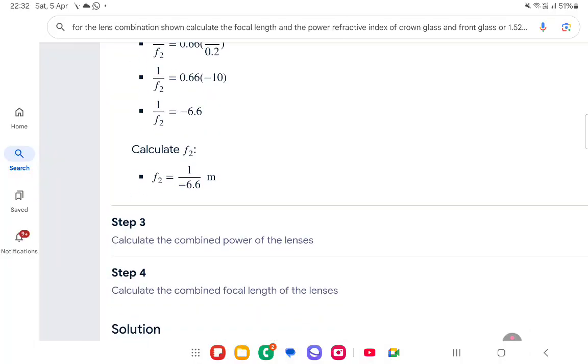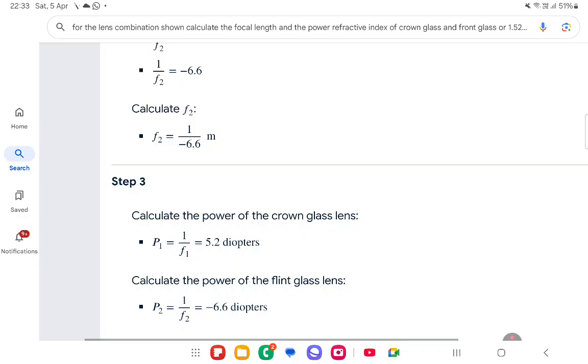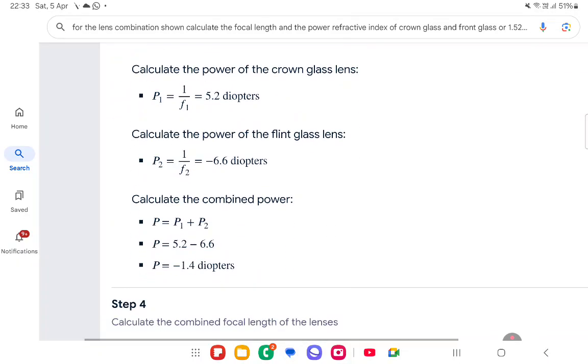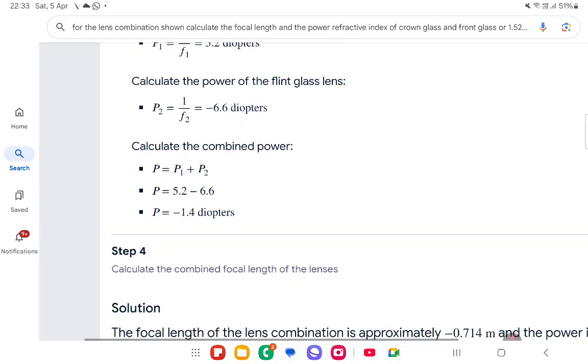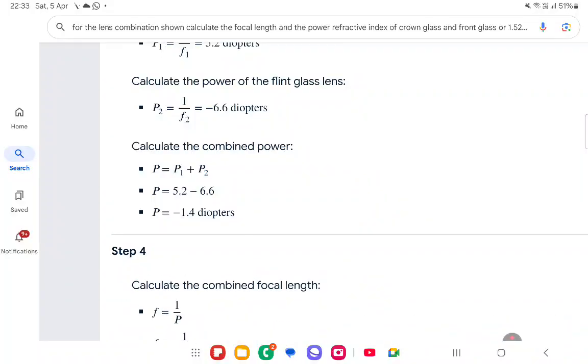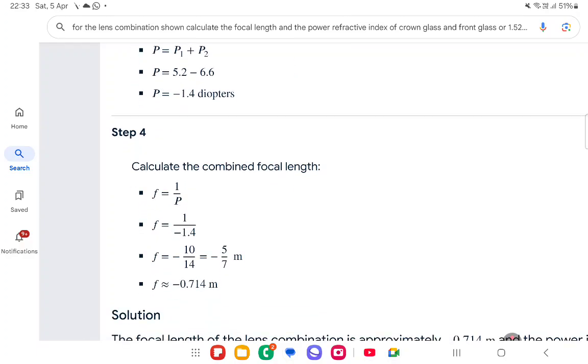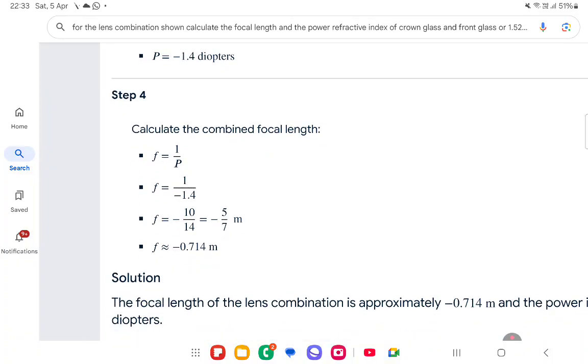Once you get both the focal lengths, you can find the respective powers, and the total power is P equal to P1 plus P2. One is positive, other is negative, so it will become negative. So you get the equivalent power. Calculate the combined focal length. Once you get the combined power, take its reciprocal to get the combined focal length and convert it into meters by multiplying the numerator with 100. So that's about the sum. So this is the answer.